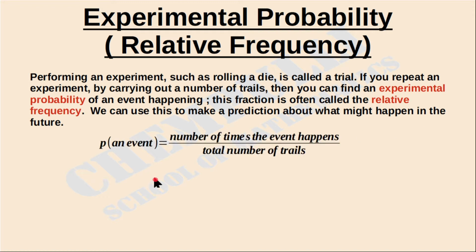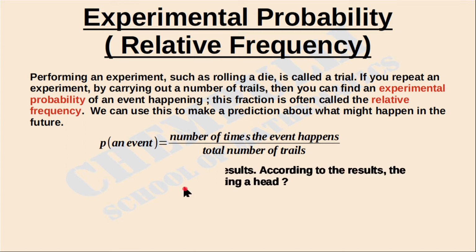That is the method to find the experimental probability. That is, the probability of an event is equal to the number of times the event happens divided by the total number of trials. This is the way to find experimental probability. We can check one example, then you will get more idea.